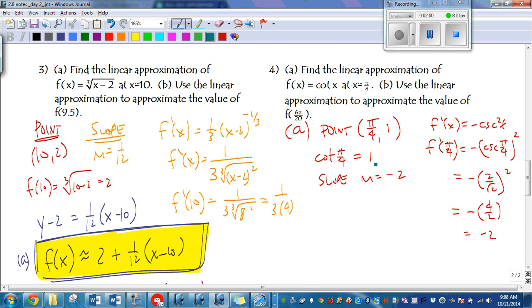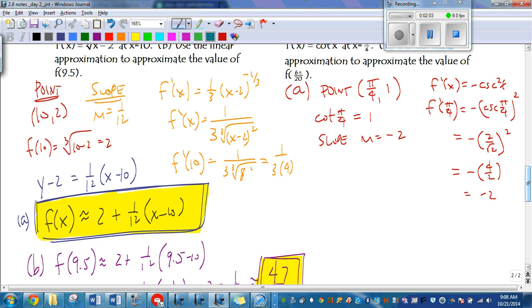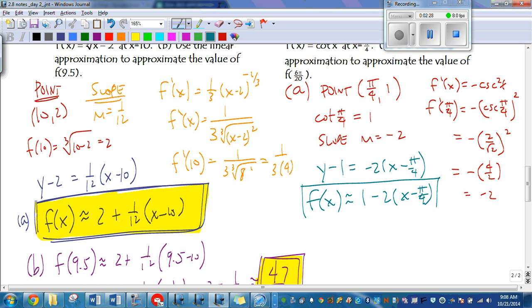So we have our 2 things that we need. We have our point, we have our slope. We can write our tangent line, y minus 1 equals negative 2 times x minus pi over 4. So we can take that and make our little alteration to get our linear approximation. F of x equals 1 minus 2 times x minus pi over 4. And that's what was being asked for in part A. Just the equation, the linear approximation.